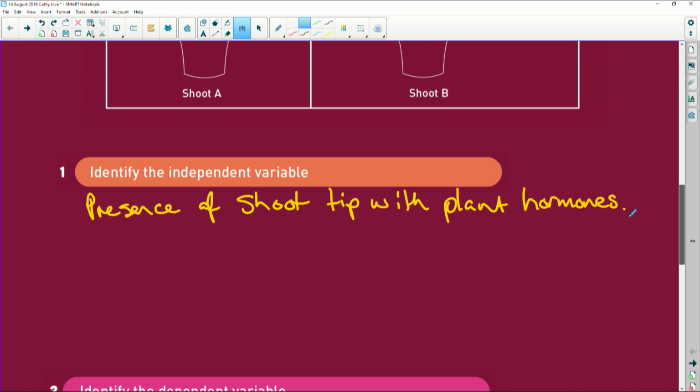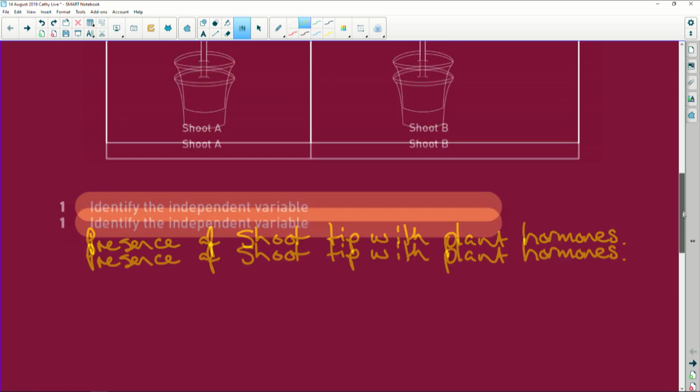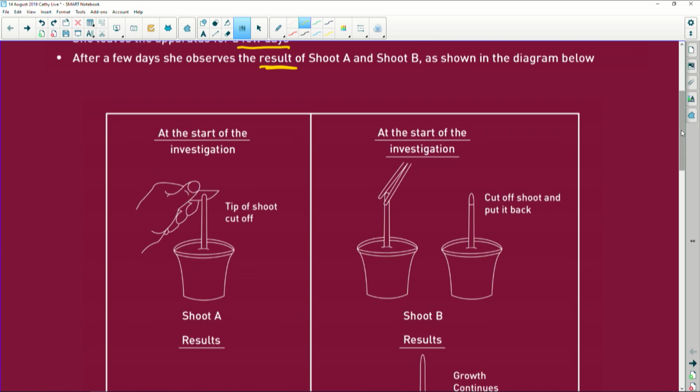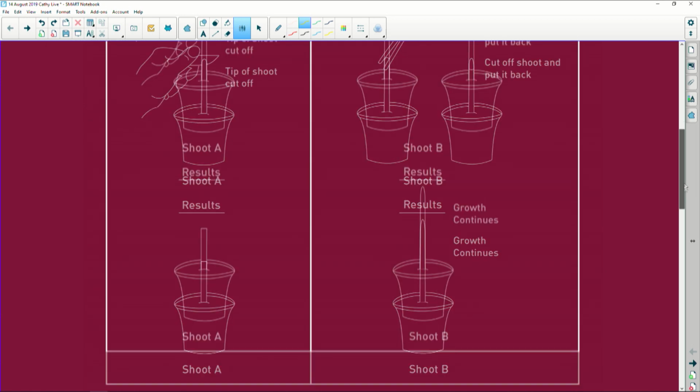That plant hormone, by the way, is Auxins. So it's the presence of the shoot tip with plant hormones, because look here. What does she decide? She takes that shoot tip and she cuts it off. So what is she checking? She's checking the presence there of the plant shoot tip and what it does and whether they're plant hormones.